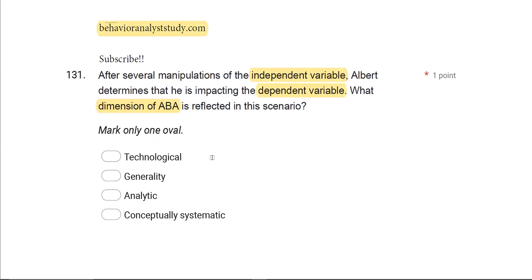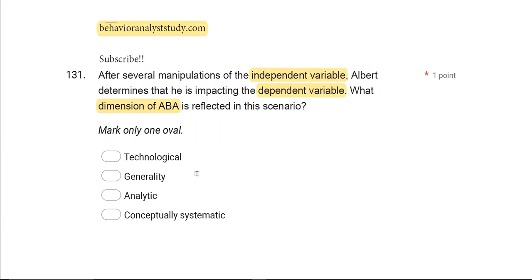A, technological. Well, technological says we should write things in a way that a trained observer could repeat what we're doing. We're not talking about repeating Albert's experiment as a second or third party. We're talking about Albert repeating his experiment over and over again. B, generality. We're not talking about the intervention. We don't even know what the intervention necessarily is or if it needs to generalize. Generalization just doesn't really come into play here. We're really talking about Albert's demonstration of a functional relationship.